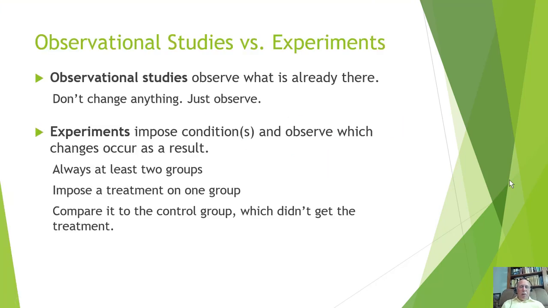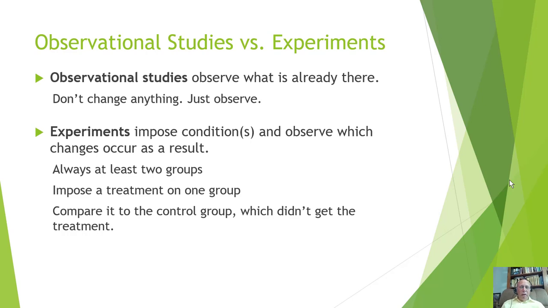Observational studies and experiments can be distinguished in this way. Observational studies merely observe what is already there. We're trying in an observational study not to change anything. We simply observe. In an experiment, on the other hand, we must always impose at least one condition, and sometimes many. And then we observe what changes occur because of the conditions that we impose. So observational study, attempt to change nothing. Experimental study, change something and see what happens as a result.